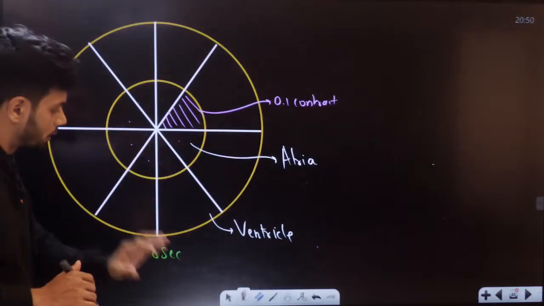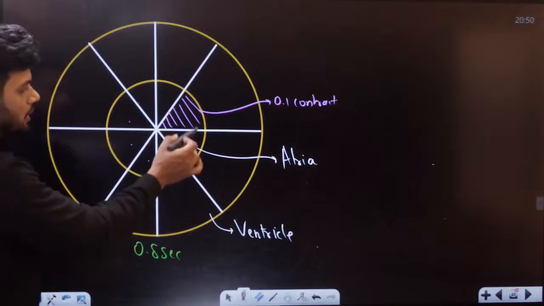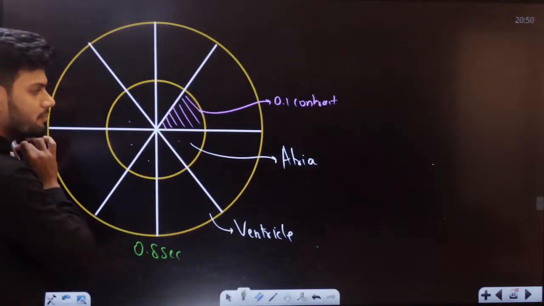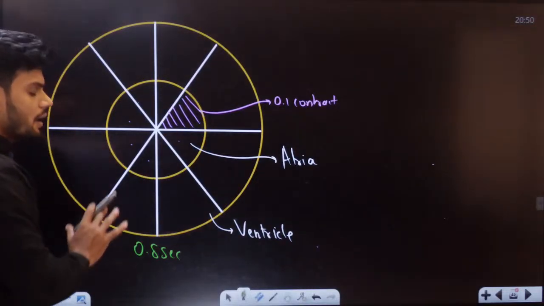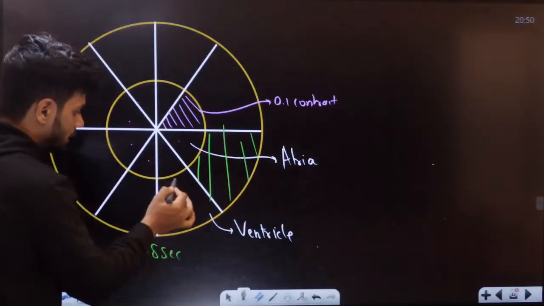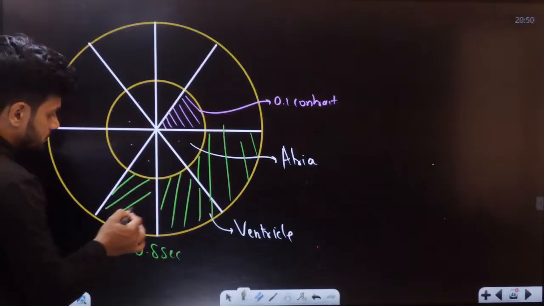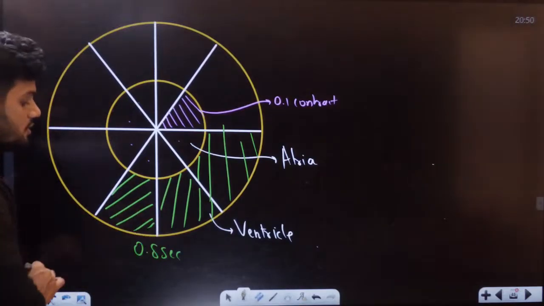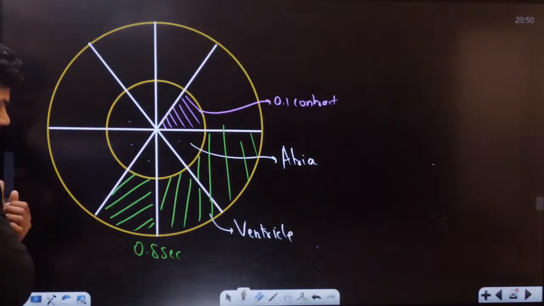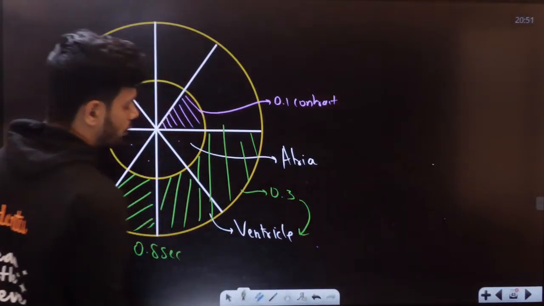Okay. Let's talk about the ventricle, students. See, both will not contract at the same time. The ventricle takes around 0.3 seconds to contract. 0.1, 0.2 and 0.3. So it takes 0.3 seconds for the ventricle to contract.